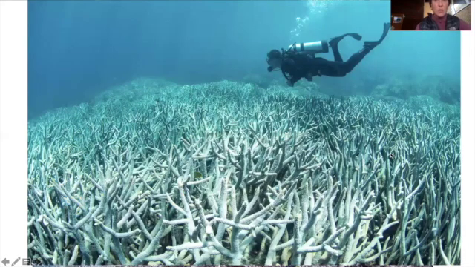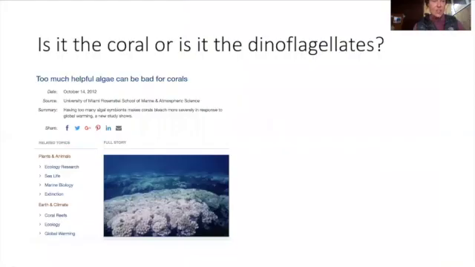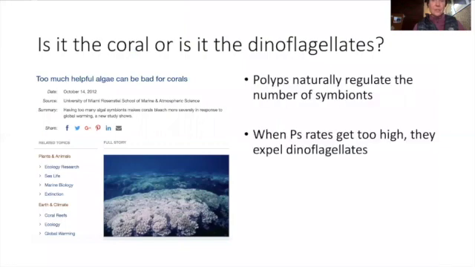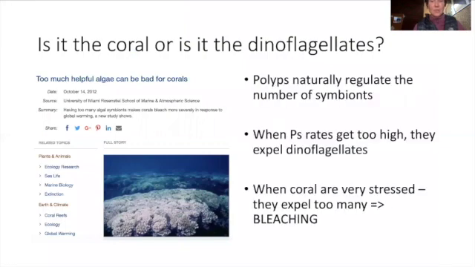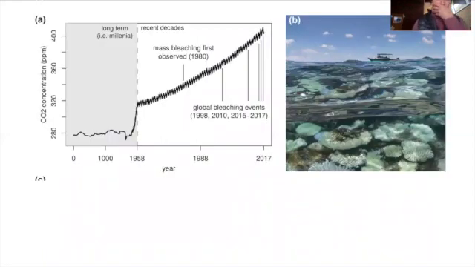And this is what it looks like. I almost don't want to look at it. It's not good, guys. I already explained that. So when coral are very stressed, they expel way too many dinoflagellates and they die, and this is bleaching. Okay, so this is why it's not good.